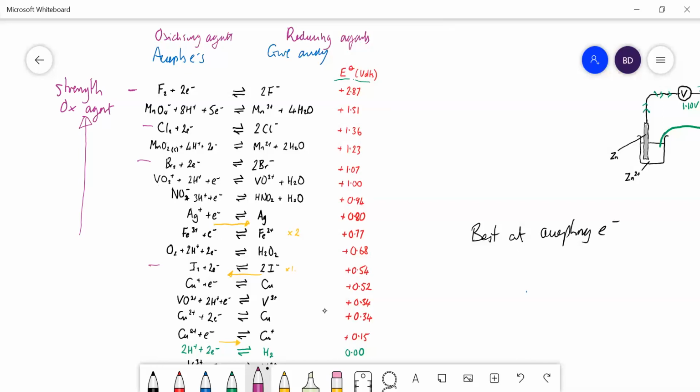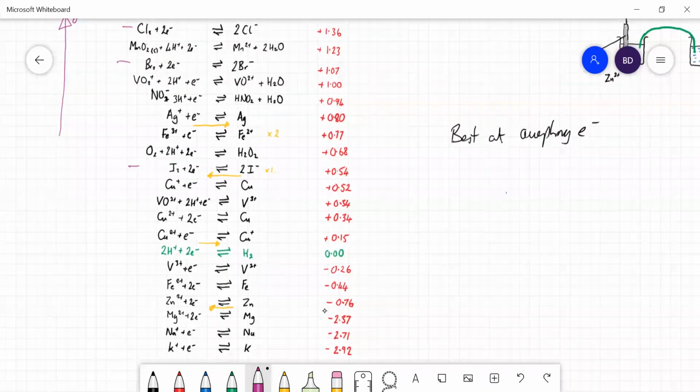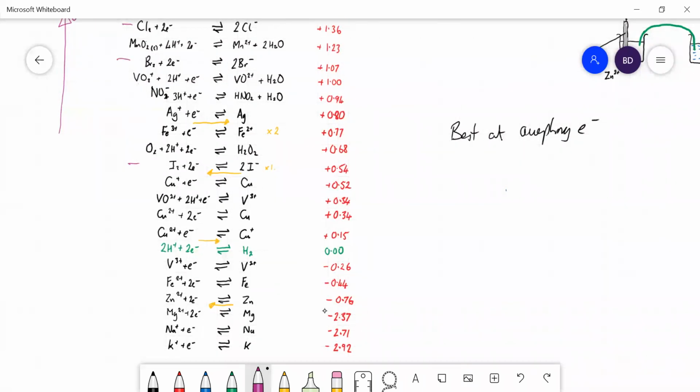Right, these on this side are all reducing agents. So which one is the best reducing agent? Well, it's the one that is the most negative, and so the best one is potassium. That's a very good reducing agent. We know that. Potassium loves losing electrons. It gives them away to things. So you've got the best reducing agent.